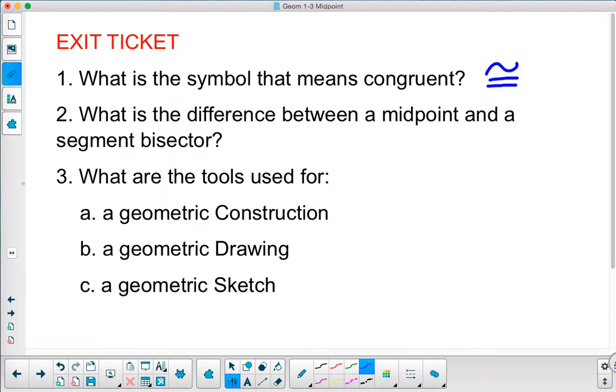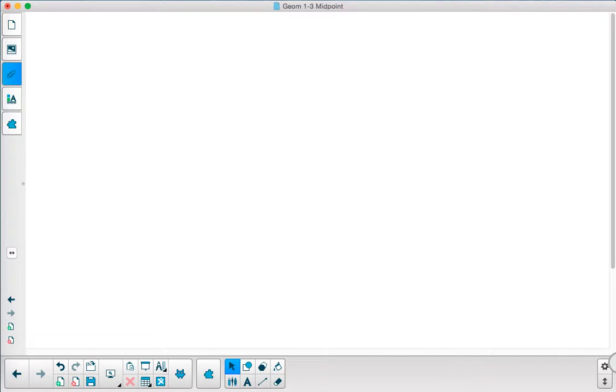Okay, the tools for a construction should be compass and straight edge, probably a pencil. A drawing could be a ruler, a protractor, and a pencil. And then a sketch is just a pencil. So you get more specific or detailed, better drawings depending upon if you're constructing, drawing, or sketching. The construction is actually the most precise.